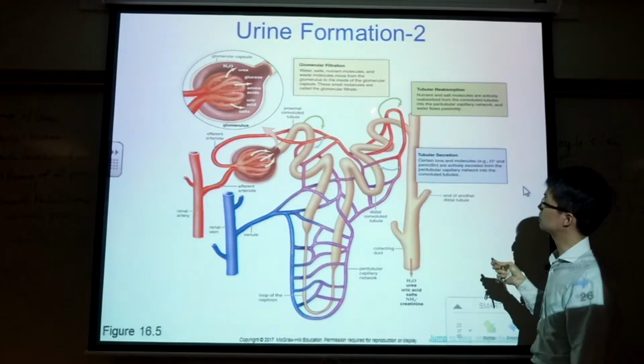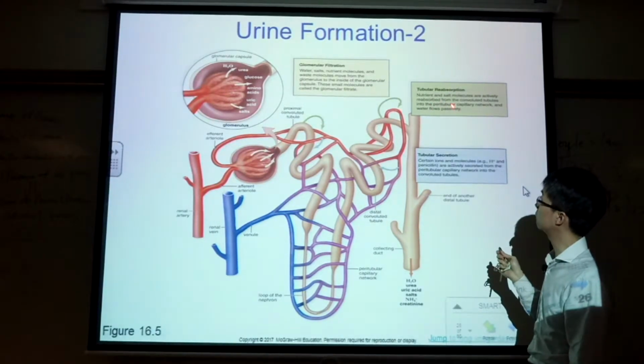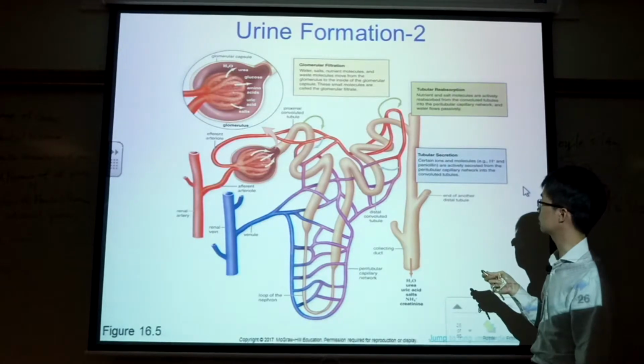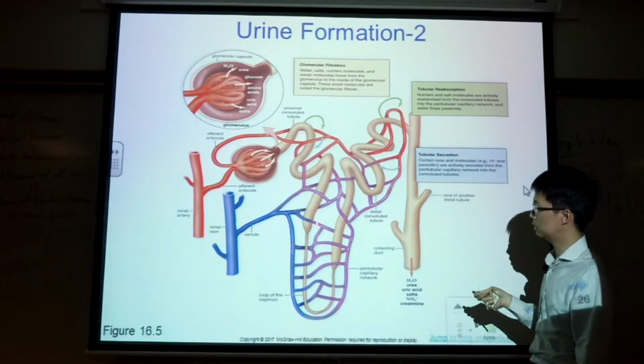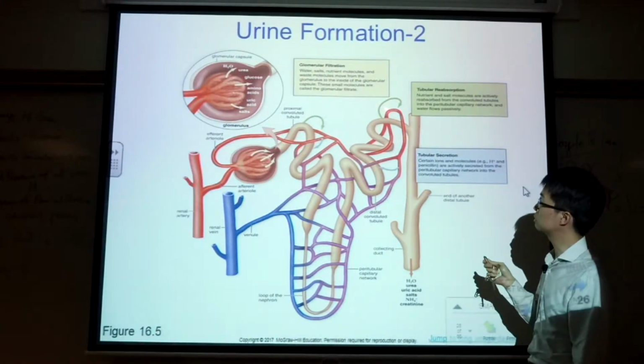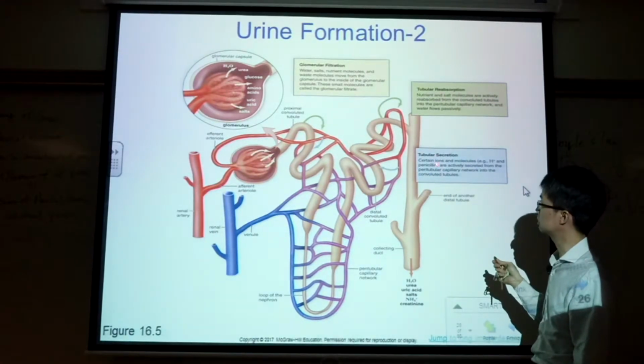You can see that it is colored in green and blue. In green, reabsorption occurs. In blue, secretion occurs. And then you go through the loop of Henle, mostly for reabsorption of water. And then you go to the distal convoluted tubule, where you also have reabsorption and secretion occur.